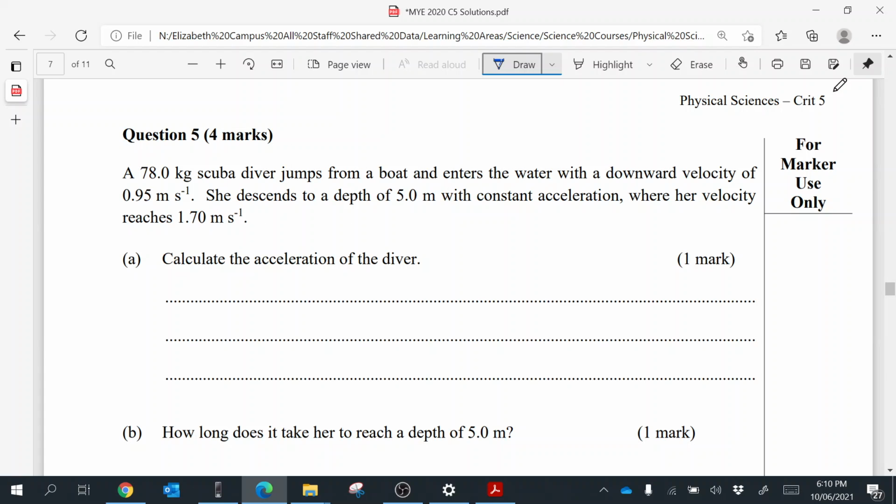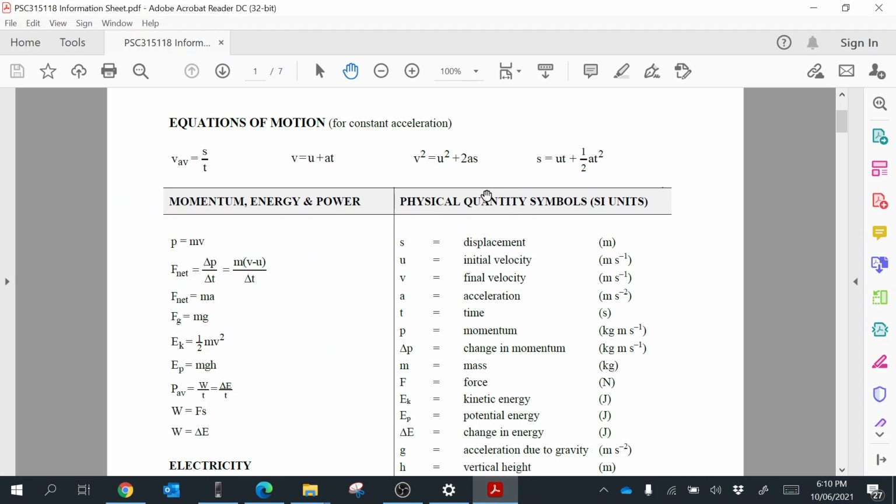So, what have they given us? We have mass, and we have our initial velocity, she enters the water with a downward velocity. And then we have the displacement s here, and where her velocity reaches 1.70, that's v. So we're looking for acceleration. Sometimes it's good to say what you actually have, so you can figure out which equation to use. We have final velocity, initial velocity, and displacement. So we're going to use this equation here: v squared equals u squared plus 2as.